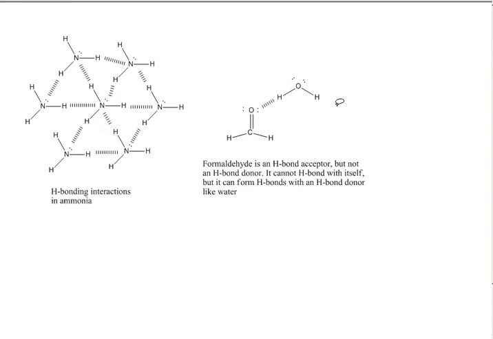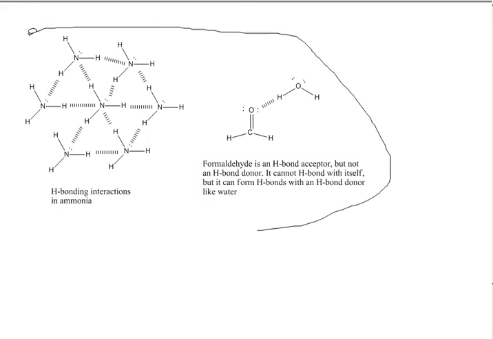If we look at the interaction between water and formaldehyde, formaldehyde has a hydrogen bond acceptor, the oxygen's lone pair, but it doesn't have any hydrogens bonded to polar atoms. So it can't donate a hydrogen bond, but it can interact with the hydrogen bond donor on another molecule like water. In general, to be an effective hydrogen bond donor, the hydrogen has to be bonded to a nitrogen, oxygen, fluorine, and in some cases sulfur.